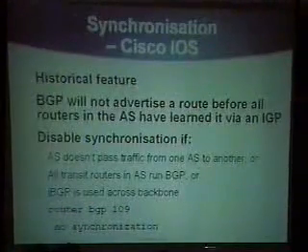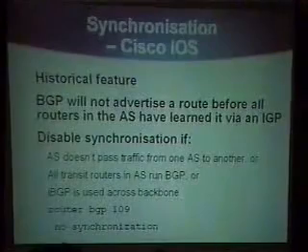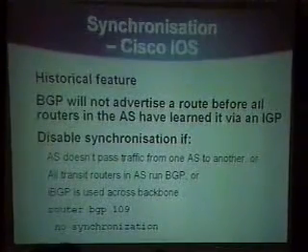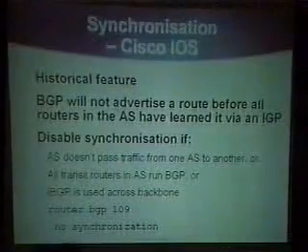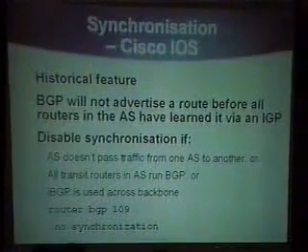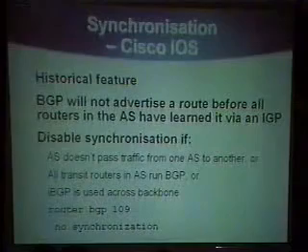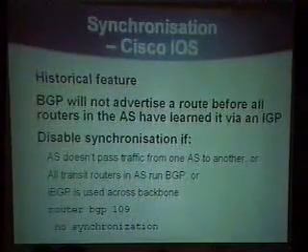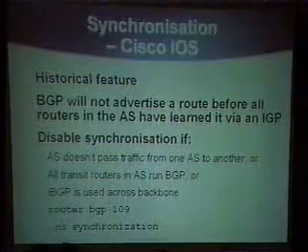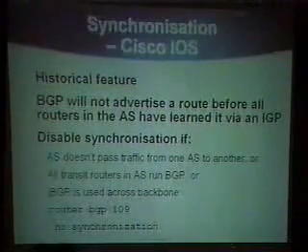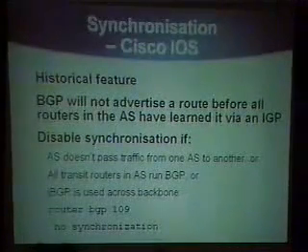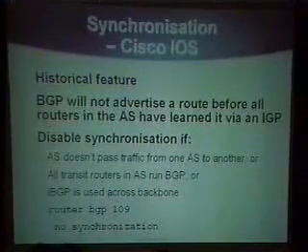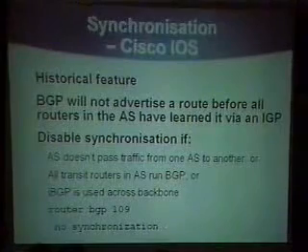The other one is synchronization, also historical, also a default in IOS, where BGP won't announce a prefix until it sees it in the IGP. Now, this is of no earthly use today in an ISP network, but again, it's another frequently asked question of, well, my route's in BGP, but I'm not seeing it being announced. So no synchronization is also very necessary.